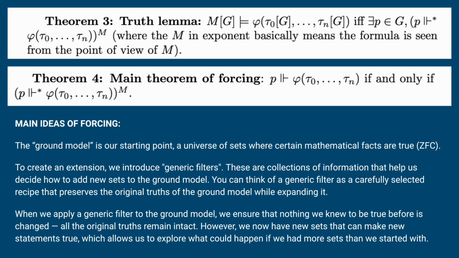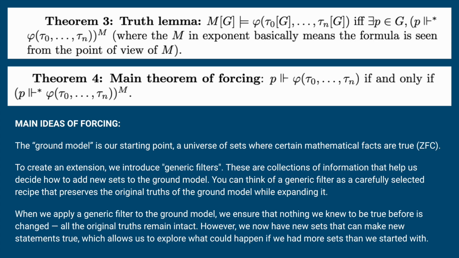So before moving on to the main proof, I wrote down my own summary of the main ideas of forcing, which maybe could have gotten lost in all these formal definitions and lemmas which are required for the formal proof. So I would like you to stick with the following ideas. The ground model is our starting point, which is a universe of sets where certain mathematical facts are true. In this case, we can take the ground model to be the ZFC axioms.